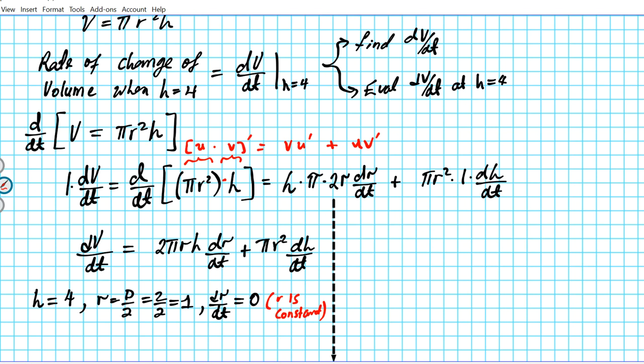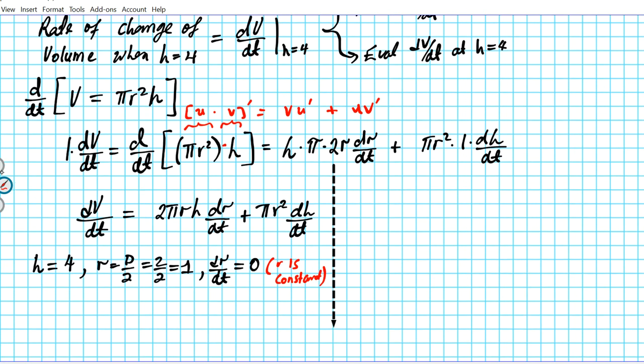And then we need to know the dh/dt. So what we're looking at is the dh/dt when h is equal to 4, because h is already 4, okay? So let's look at what that is.